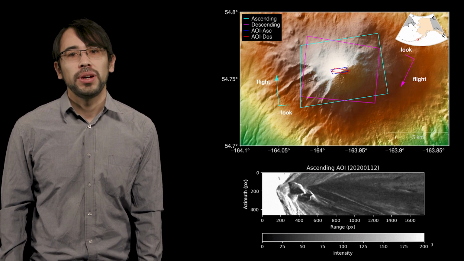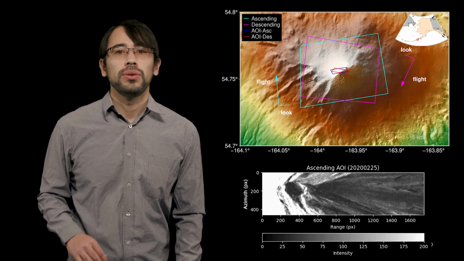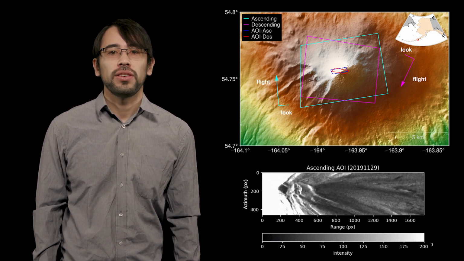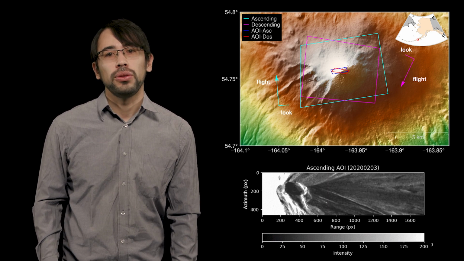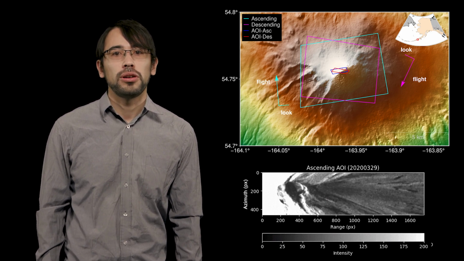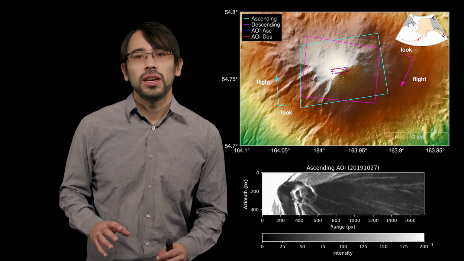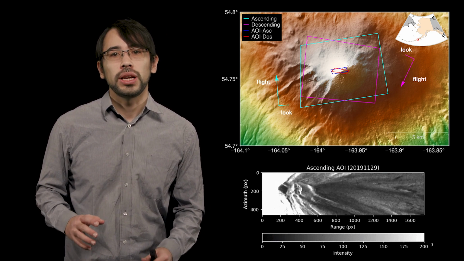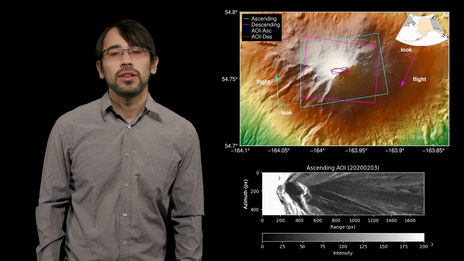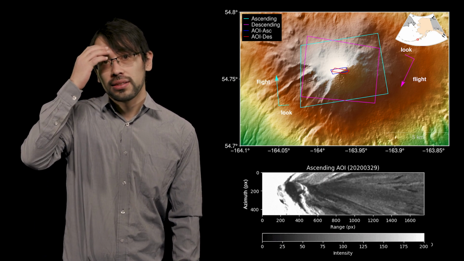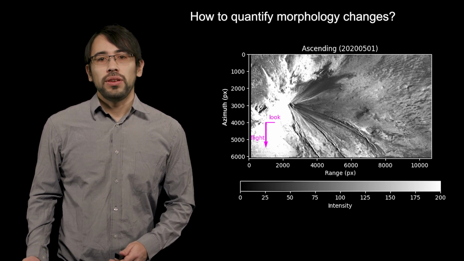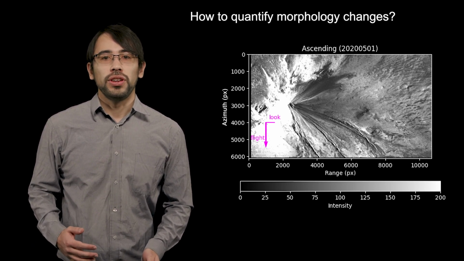However, radar images are less susceptible to these issues, as we can see here for a set of TerraSAR-X images that span the 2019-2020 Shishaldin eruption. You can see in the upper map Shishaldin Volcano, located in the Aleutian Islands. So the main question is, how can we use these radar images to quantify morphology changes?